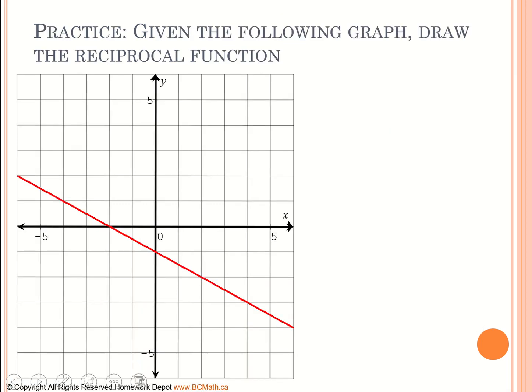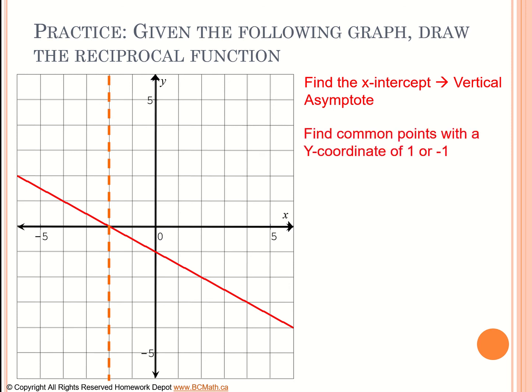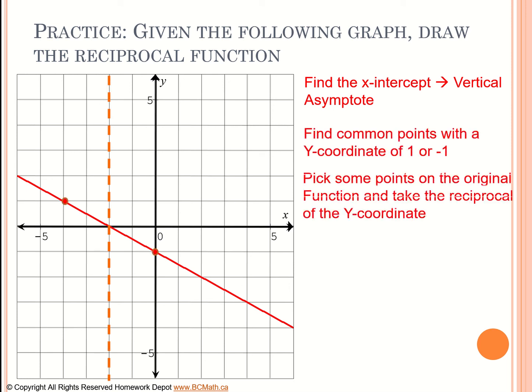Alright, let's move on. So given this function, graph the reciprocal. So again, first step, find your x-intercepts. There it is. Number 2, find your common points. You know, there's one over here on top and one on the bottom. Number 3, pick some points and get the reciprocal of them.